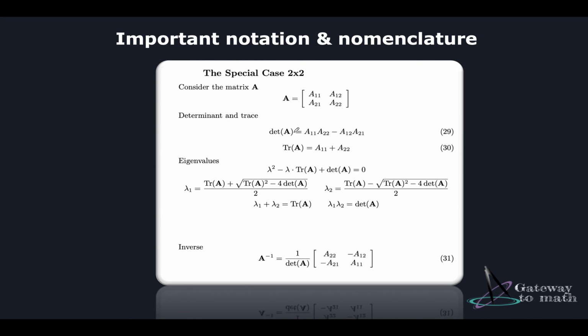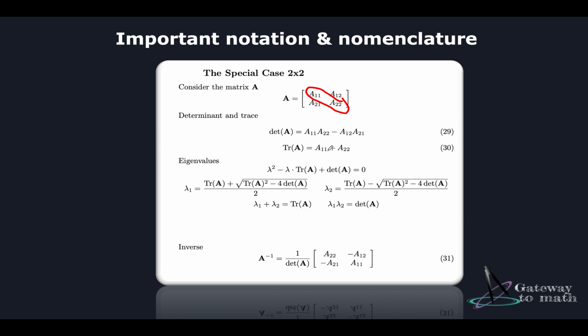Important notation and nomenclature for a 2 cross 2 matrix. So some important things that you can keep in mind when you have a square matrix with 2 rows and 2 columns. So the determinant and trace, determinant becomes you're going to cross multiply. So it will be A11 times A22 minus A12 times A21. Trace will become the addition of all the diagonal entries. So it will be A11 plus A22.